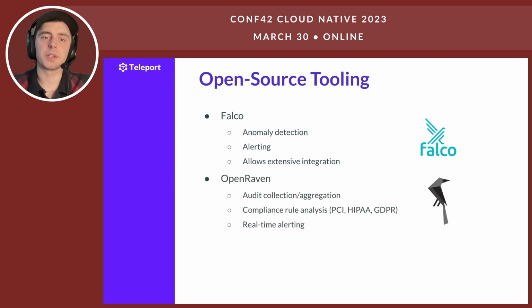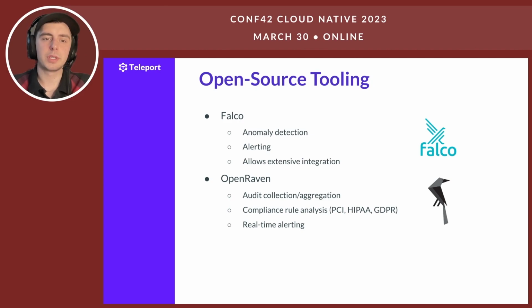Another great tool is OpenRaven. OpenRaven can collect audit logs from Kubernetes clusters, including API server logs and logs from other Kubernetes components. A great feature of OpenRaven is that it can centralize these logs from multiple Kubernetes clusters, making it easier to manage and analyze them. OpenRaven can also analyze these logs to identify potential security threats and compliance issues.